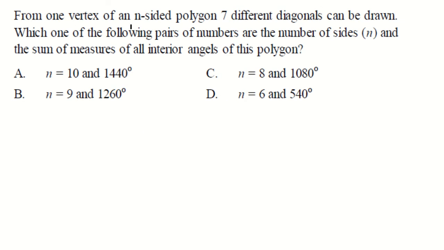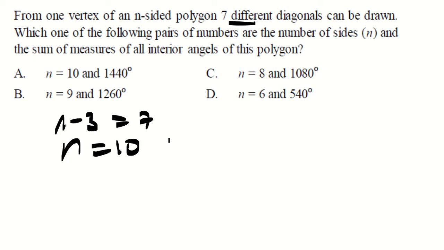From one vertex of an n-sided polygon, 7 different diagonals can be drawn. Which one of the following pairs of numbers are the number of sides n and the sum of the measures of all interior angles? By the way, the number of diagonals which will be drawn from one vertex of a given polygon will be n minus 3. This is equal to 7 given, because from one vertex of an n-sided polygon, 7 different diagonals are drawn. That means we can find the n here. The n will be 10. Which choice contains the 10?